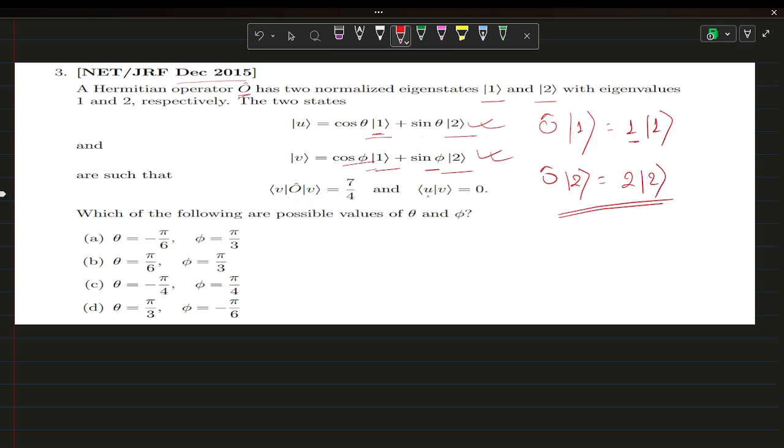Now U and V are orthogonal, so ⟨U|V⟩ is equal to 0, and ⟨V|O|V⟩ is equal to 7/4. So the expectation value of O is 7/4. Which of the following are possible values of θ and φ? So we have to find the values of θ and φ. How do we solve it?